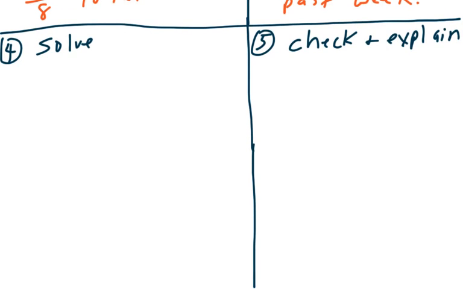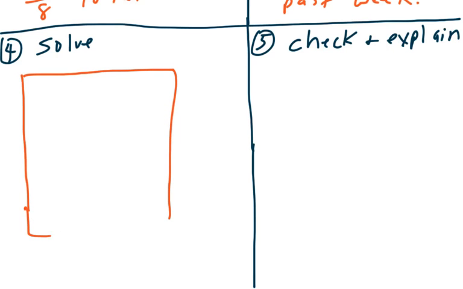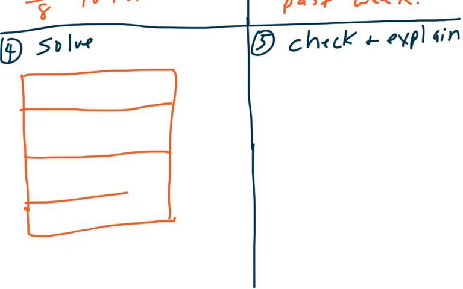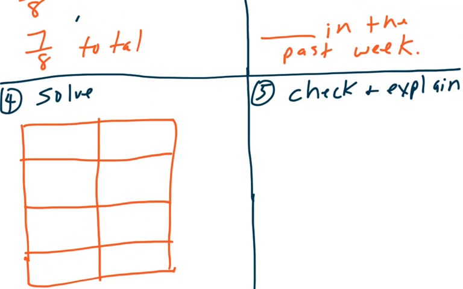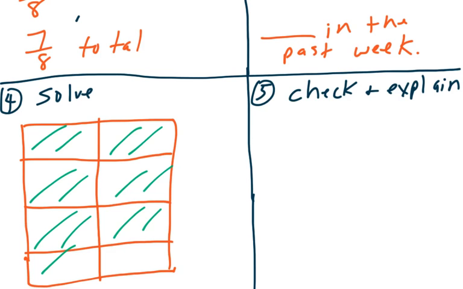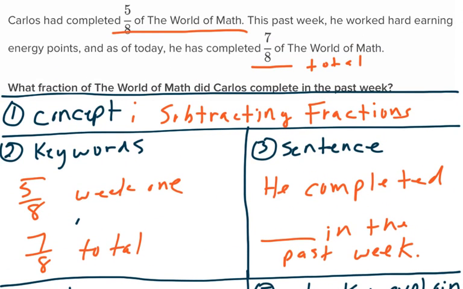Now the first thing I'm going to do is start off by drawing the picture first. Then I'm going to split this down the middle to make 8. The one thing that I read in the word problem is that as of right now, he has completed 7/8 of the world of math. So 1, 2, 3, 4, 5, 6, 7. And in the first week, he completed 5/8.